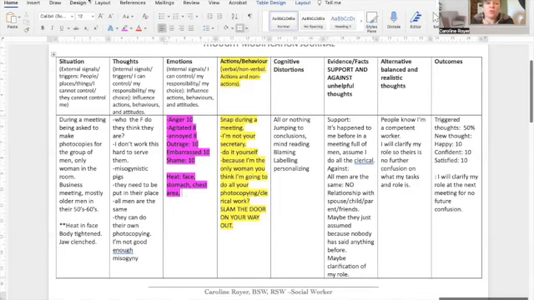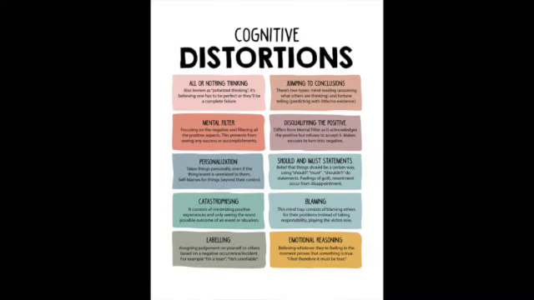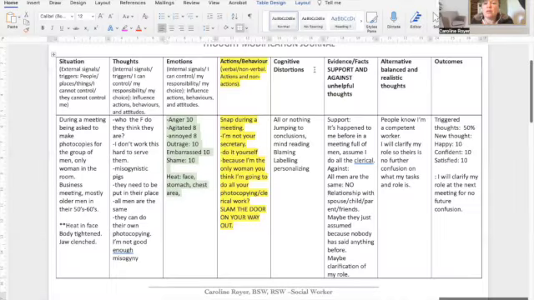So we already reviewed the behavior because we did that one first. Now we're going to look at the cognitive distortions. What were the distorted thoughts that were happening when the comments were made? Well, we know we did all or nothing, jumping to conclusions. So the all or nothing, we can put, where do we see that?